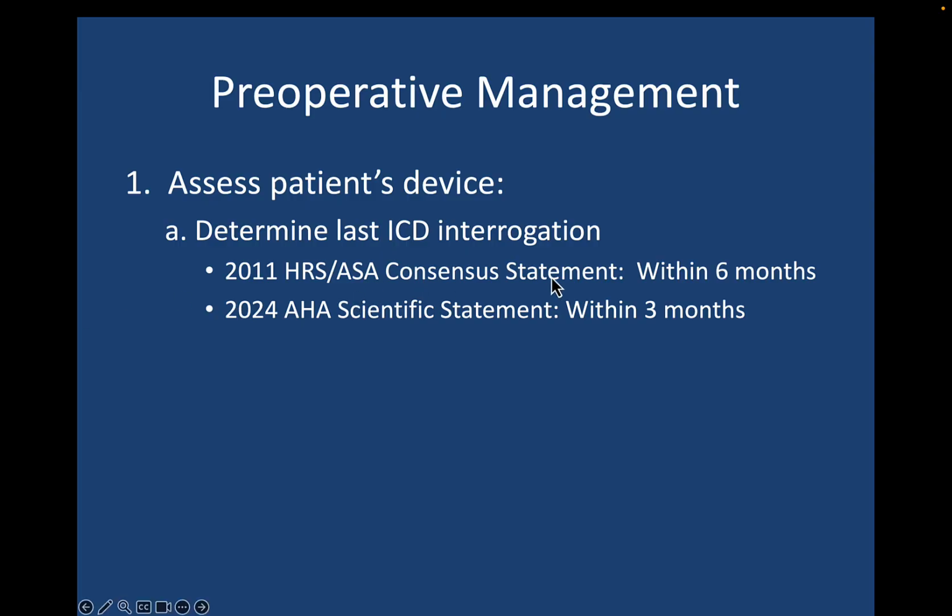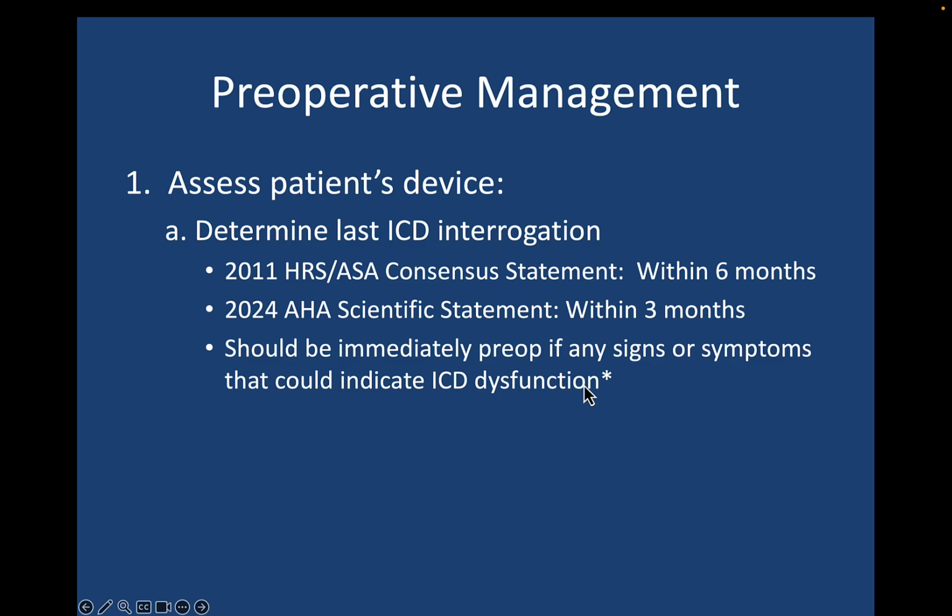Make sure that the device is interrogated within 6 months. The 2024 AHA scientific statement said you should interrogate an ICD within 3 months of an elective procedure. 3 months is the time that we use at Mass General. It's probably better to do 3 months than 6, but you've got some support either way. Now, obviously, if the patient has some symptom or sign that's indicating possible ICD dysfunction, you'd want to get the ICD interrogated immediately preoperatively rather than just 6 months ago.